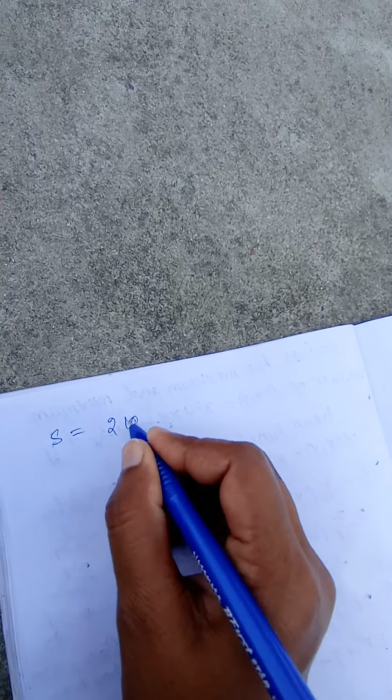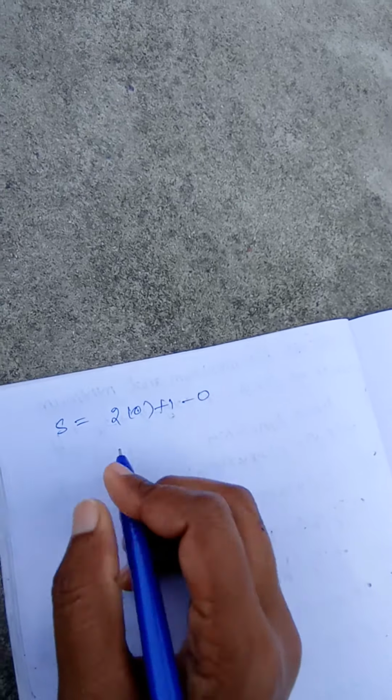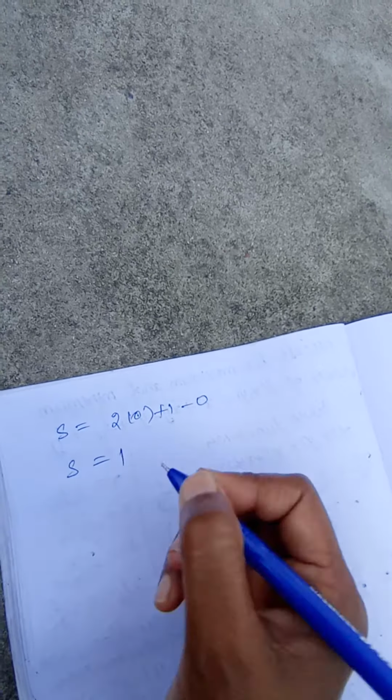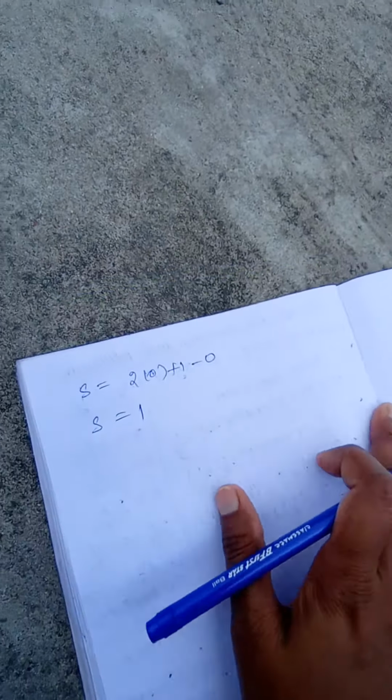So s is equal to 2 into 0 plus 1, 0. So we get s is equal to 1. Next, to find ∂²f/∂y².